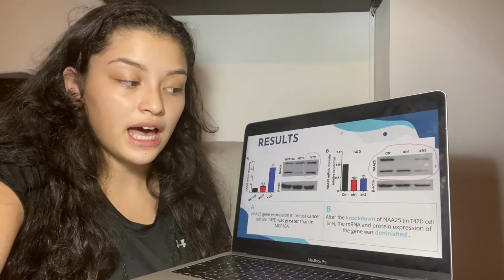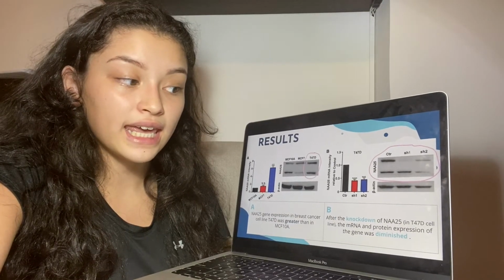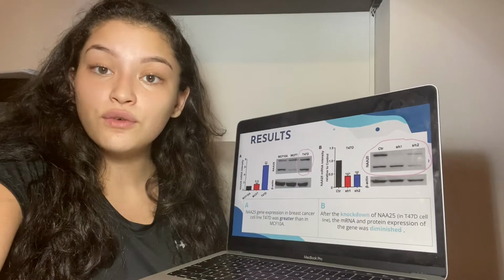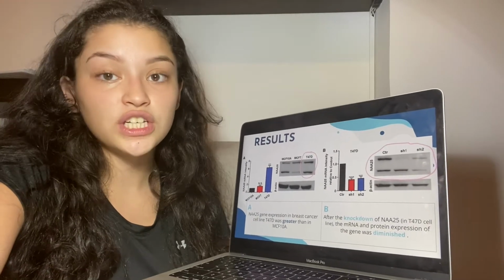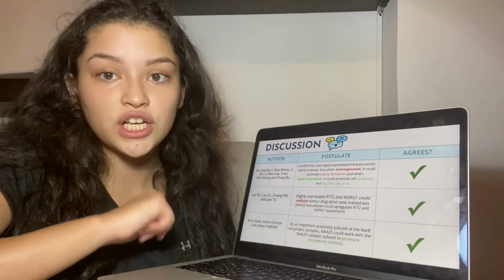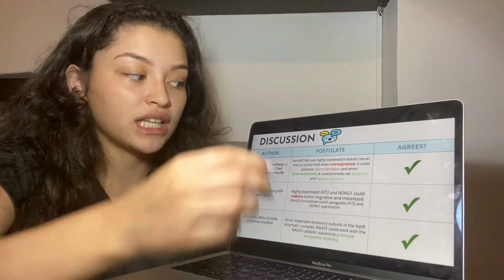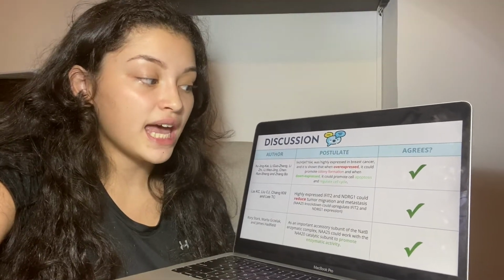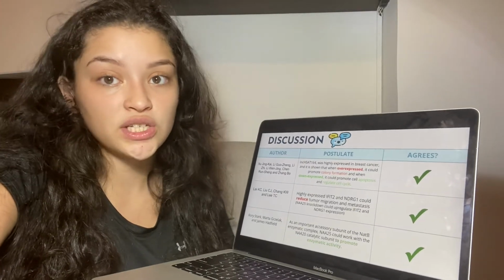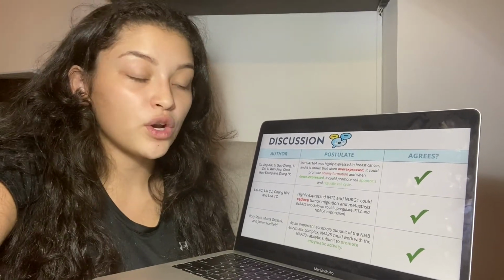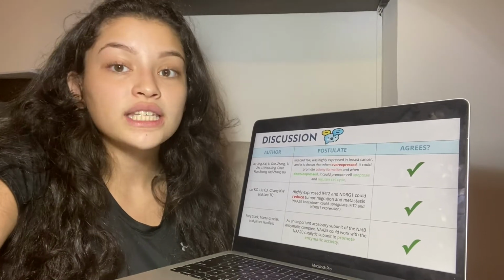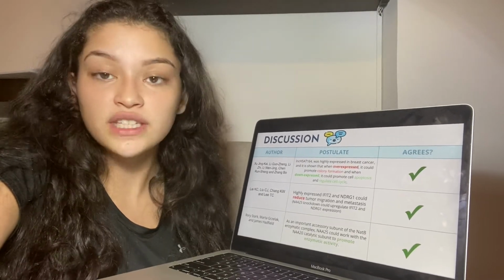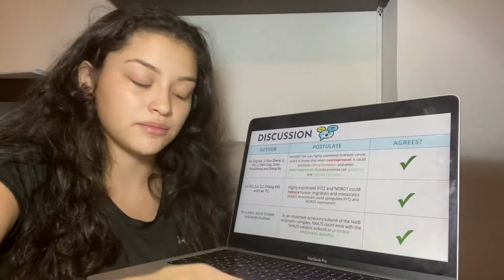Over here in B, after the knockdown of NAA25 in T47D, the mRNA and protein expression of the gene was diminished. Now a discussion. These first batch of authors said that the INCENP SAT164 was highly expressed in breast cancer, and it is shown that when overexpressed, it could promote colony formation, and when downexpressed, it could promote cell apoptosis and regulation of the cell cycle, which the article agrees with.